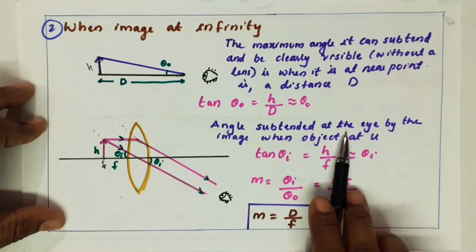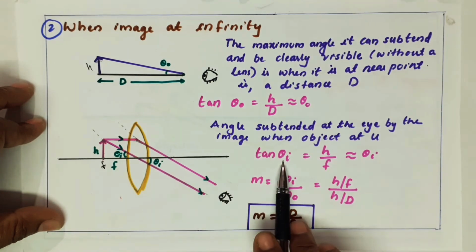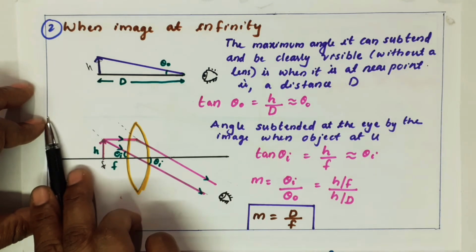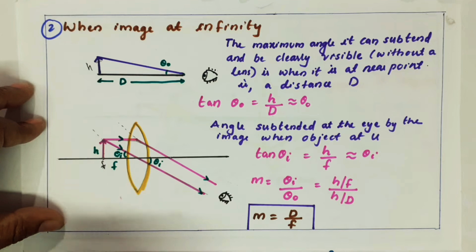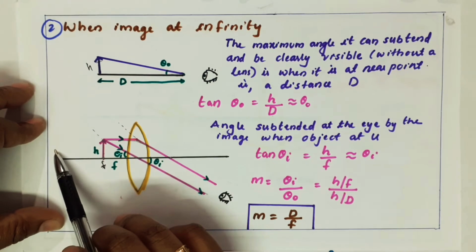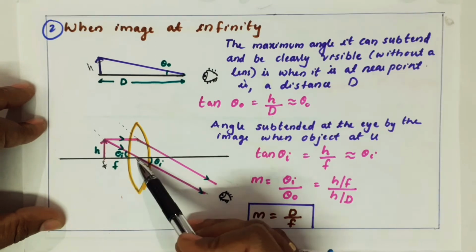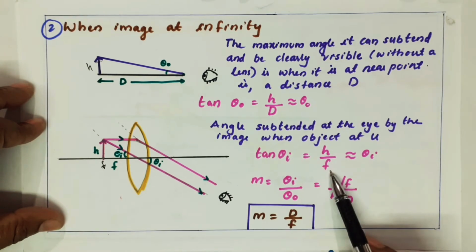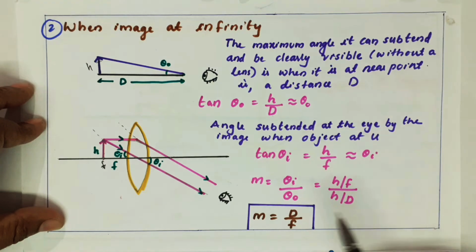So what is the angle subtended by the eye to the image? That is called theta I. So here the image, you see, is forming at infinity. These triangles are similar triangles. So instead of taking the image which is formed at infinity, I am just taking an object only, because they are similar. This is h and this is f. So what will be theta I? Tan theta I is h by f. That also, if theta is small, we can write as theta I.